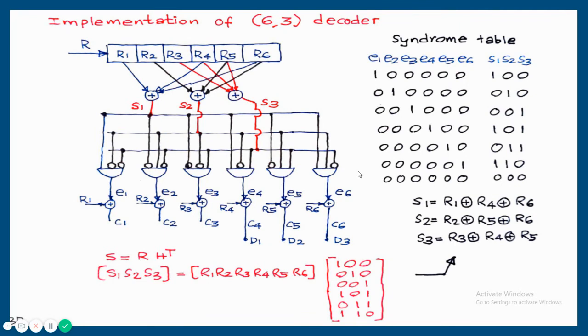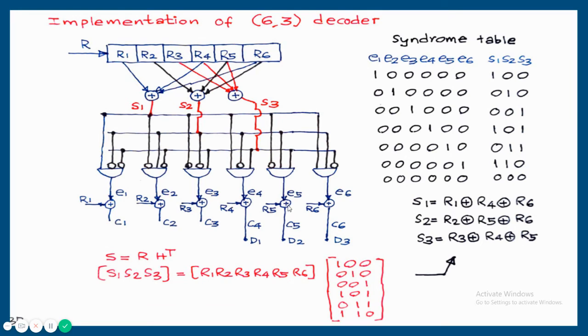Implementation of the 6,3 decoder. See the difference. Now it is in PI format. That is why from left to right, R1, R2, R3, R4, R5, R6. In the previous case, R was from this side, and it was written R5 to R1. Now it is R1 to R6.